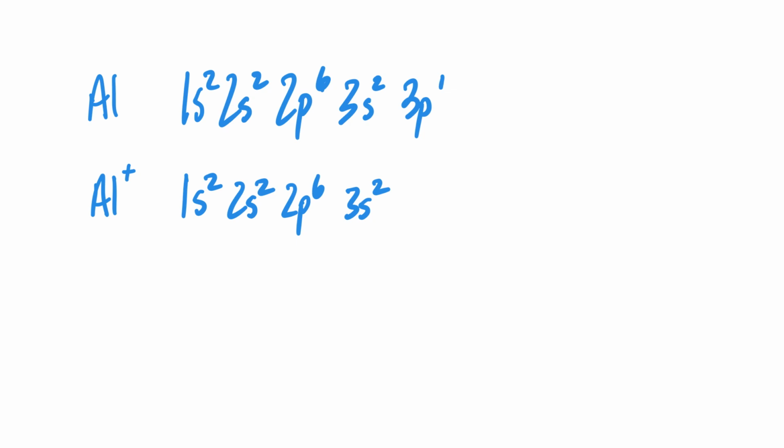And so that might be a reason why the second ionization is larger than the first, right? So fewer subshells, fewer occupied subshells, but there's also less repulsion.